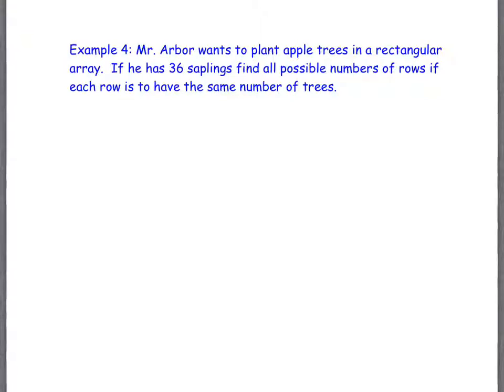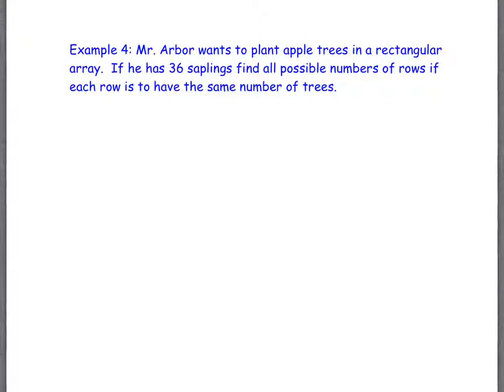So it says, if he has 36 saplings, find all possible numbers of rows if each row is to have the same number of trees. Okay, so imagine your cupcake tins. Imagine your containers of pop or something like that, or toilet paper rolls, right? Imagine that. So we've got that in a field where they've planted trees. So tell me one option. What is one option he could have for his 36 saplings if he did them in the same length?